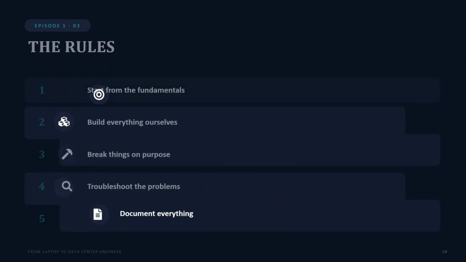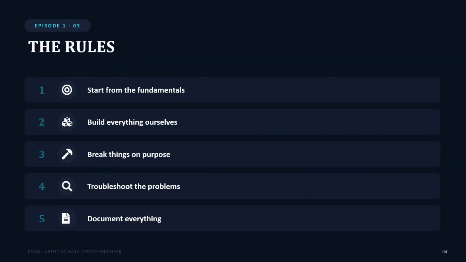There are a few rules for this project. First, we're starting with the fundamentals. Second, we're going to build the environment ourselves instead of just watching someone else do it. Third, we're going to deliberately break things. Because in infrastructure engineering, knowing how to build something is only half the job. The other half is knowing what to do when it stops working. And finally, we're going to document the entire journey. So if something fails, I'm not going to pretend it didn't happen. We're going to troubleshoot it and learn from it.